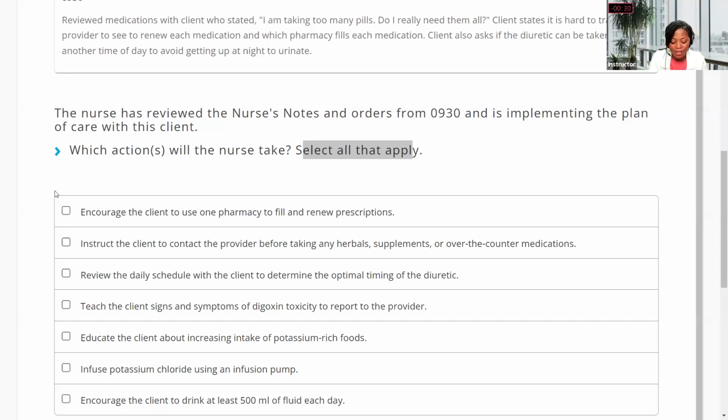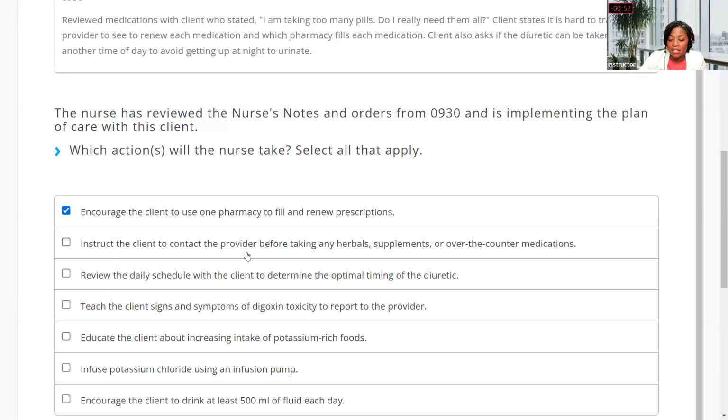I do agree with encouraging the client to use one pharmacy to fill her medications because that can essentially decrease the confusion, right? The different prescriptions. She's picking it up over here, picking it up over there. Definitely is appropriate there. All right.